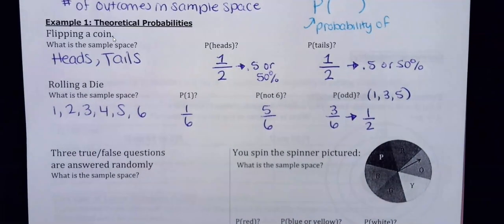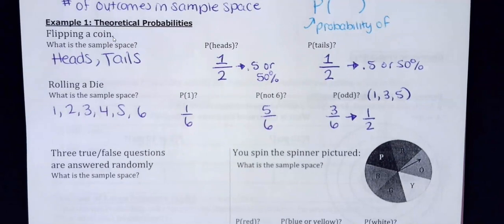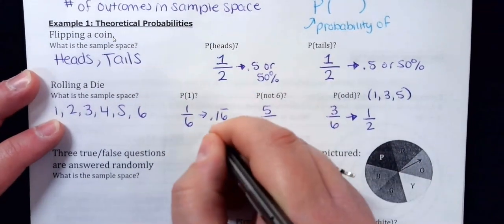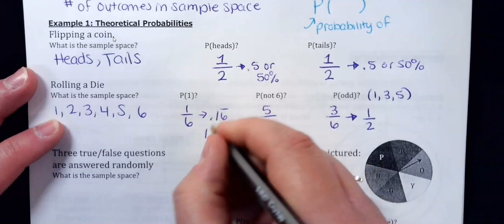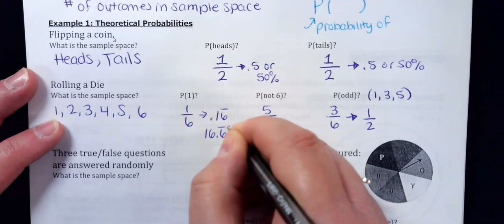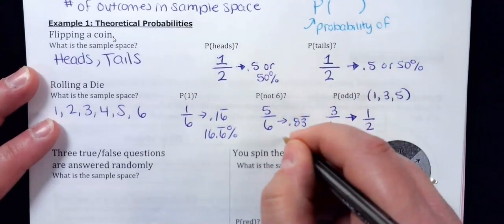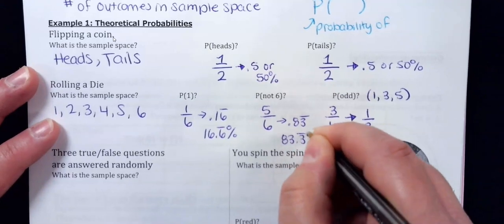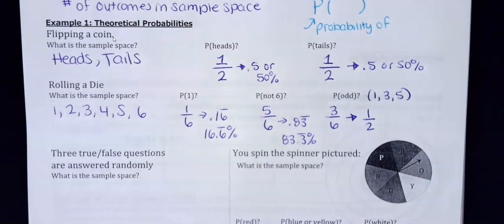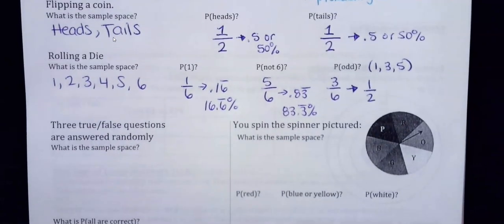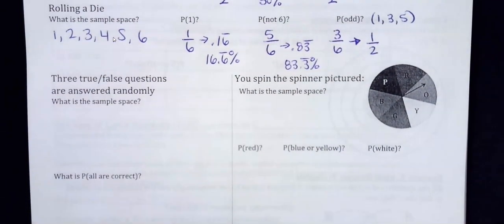And again, you can write these as decimal, fraction, percent, whatever you like better. 1/6 is 0.16 repeating, which would be 16.6 repeating percent. This guy is 0.83 repeating, which would be 83.3 repeating as a percent. And then the 1/2 would be 50%, like we did with the heads. Some of these are weird decimals, so if you want to use the fraction, completely fine, or if you want to use the decimal, or if you want to use the percent, any of them are fine with me.